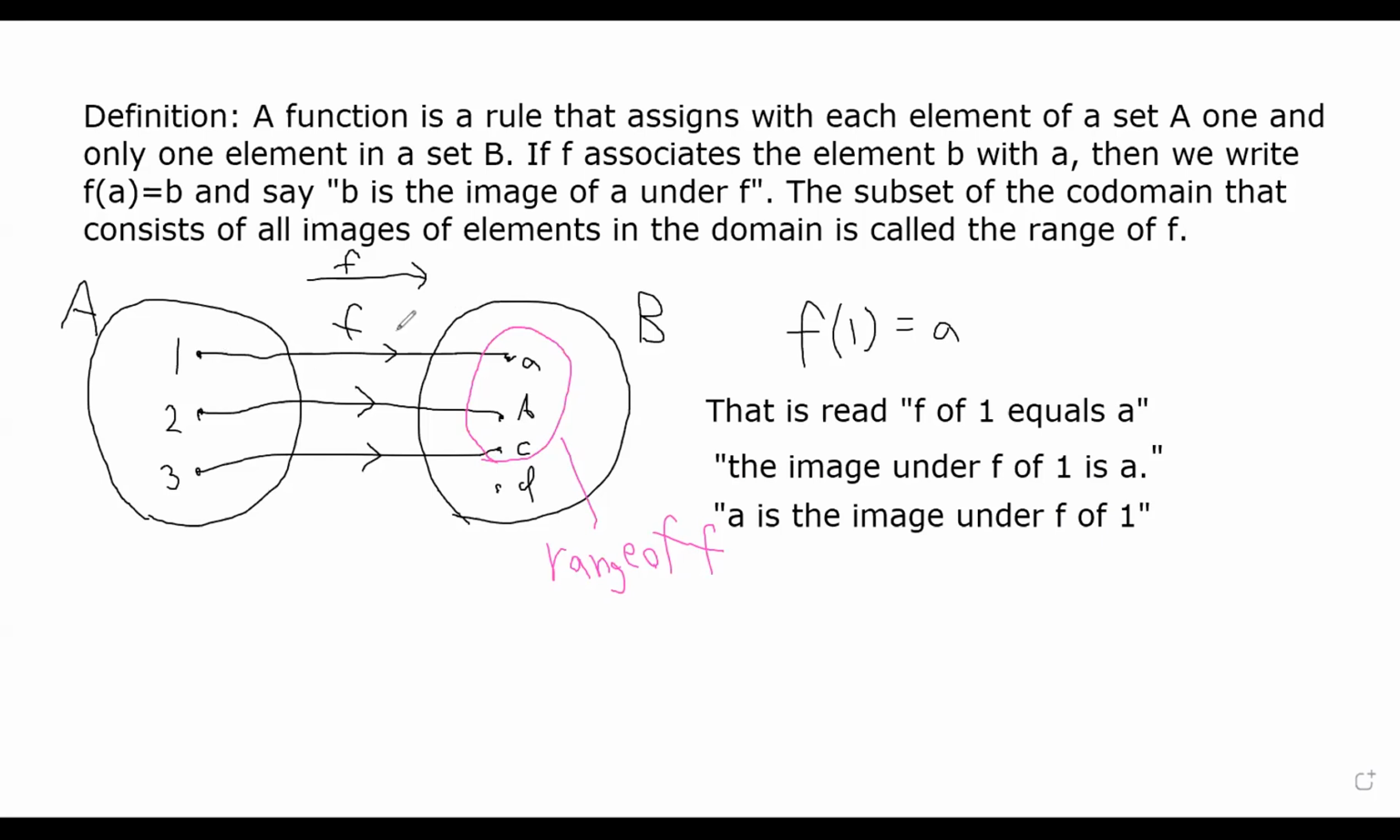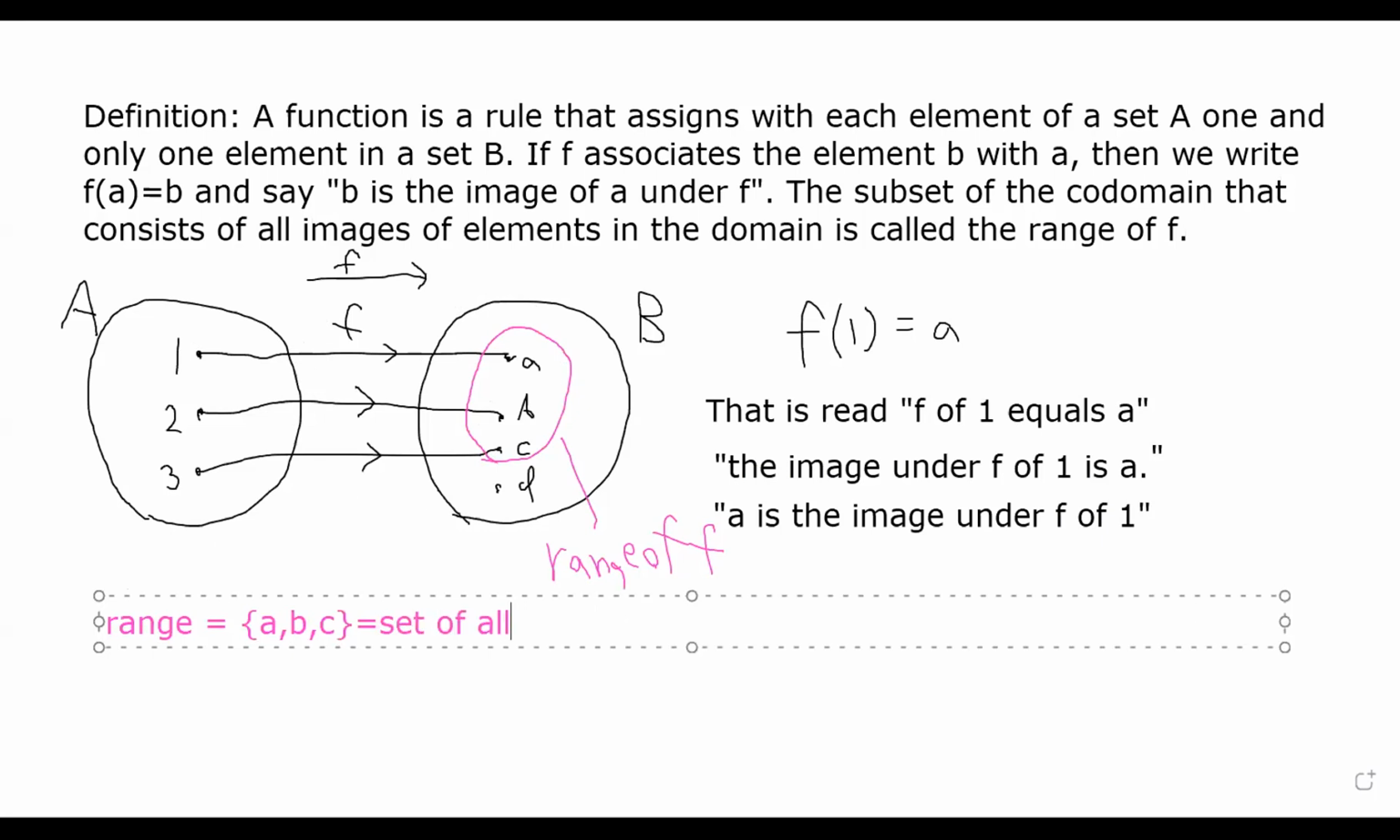The image of 1 is A, the image of 2 is B, and the image of 3 is C. So the set of all images is A, B, C. So the range here is equal to the set A, B, C. It's the set of all images under F of elements in set A. So this is the range of F.